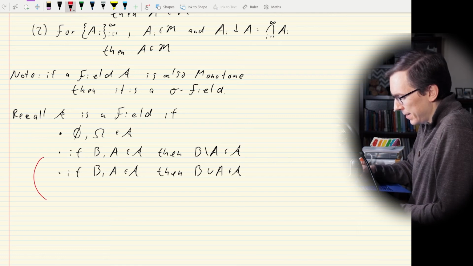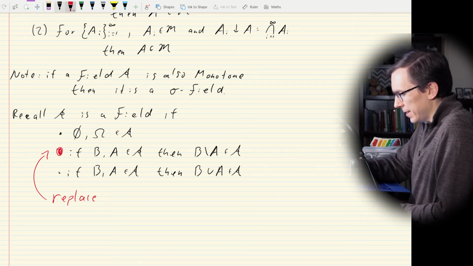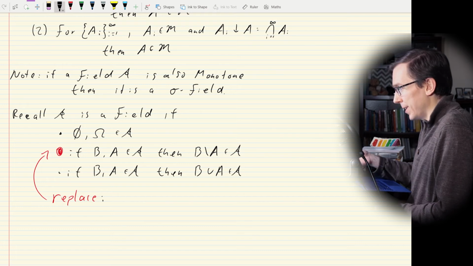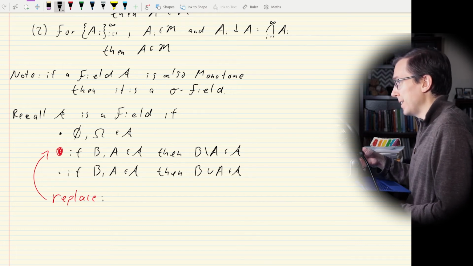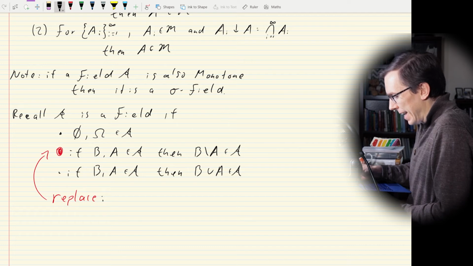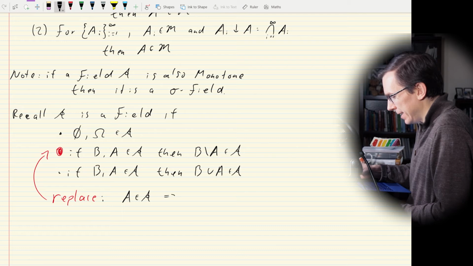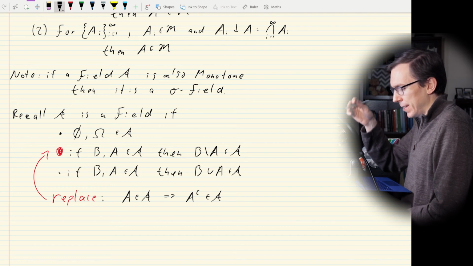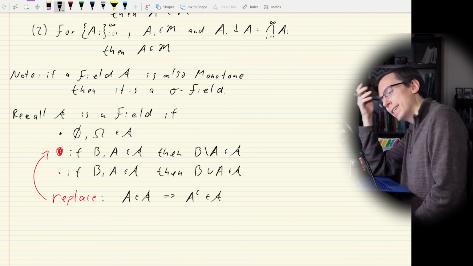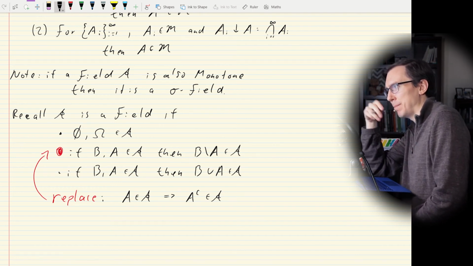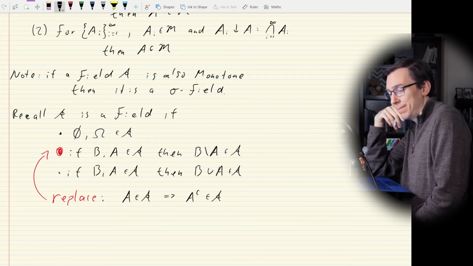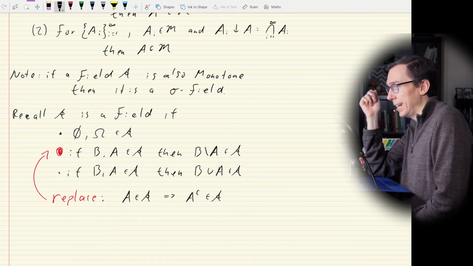But we want to replace this point number 2 with a new condition, which is that A in script A implies that A complement is in script A. So the claim is that I can take that middle condition and replace it with closure under complements rather than set subtraction, and that should be good.